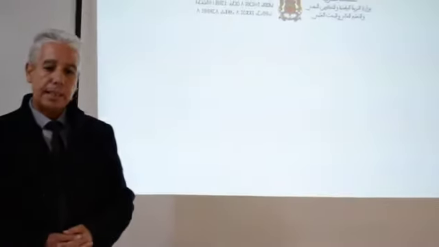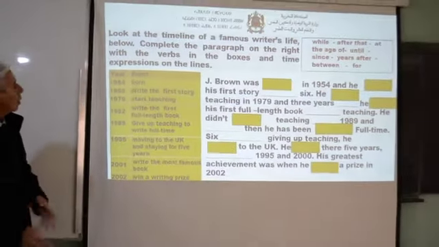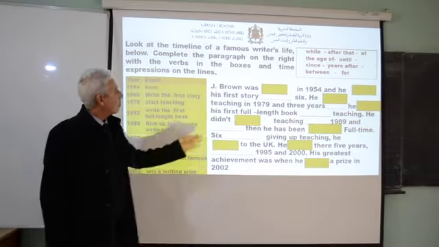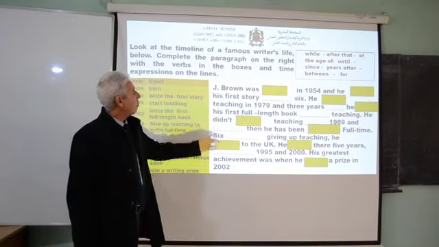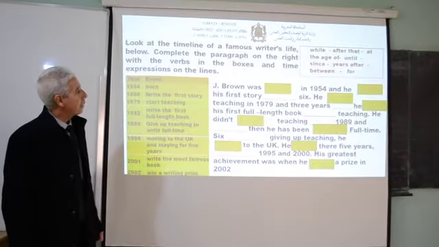It's your turn to practice a bit. I have 2 exercises, a very simple exercise and a more challenging exercise. Let's begin with the first easy exercise. As you see in front of you, you have a timeline about the life of a writer. You have a paragraph, a biography of G. Brown, which is incomplete with blanks.